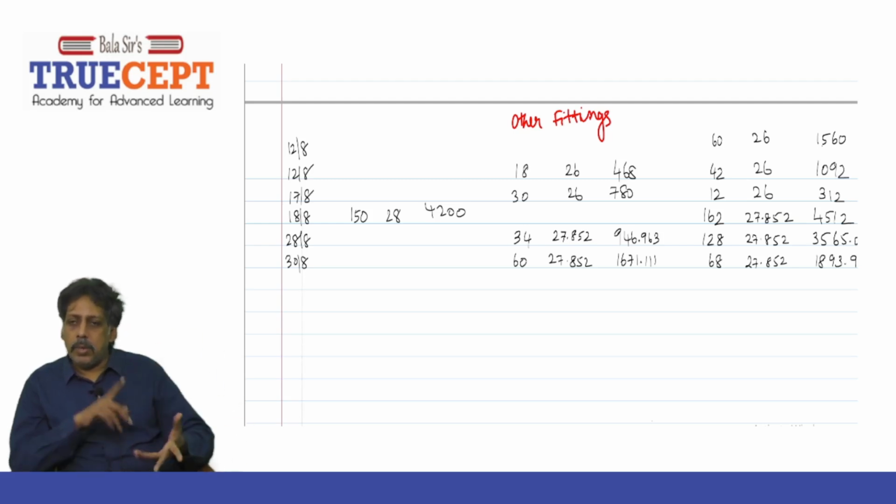Now next there is an issue. 34 units are issued at 27.852. So 946.963, leaving a balance of 128 units at 27.852 and 3,565.037. Then 60 units again issued at 27.852. 1,671.111 is the balance. You can make it 1.11, it's up to you, 2 decimals or 3 decimals. 68 units balance at 27.852 rupees and 1,893.999. So that is your chart.